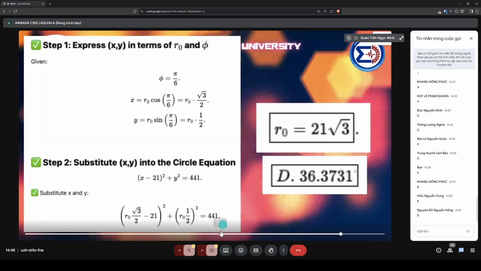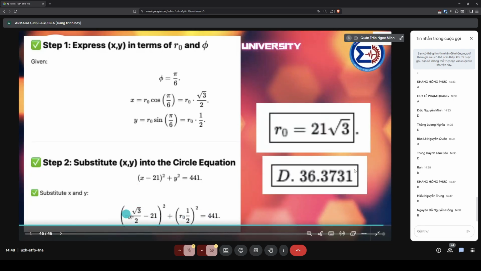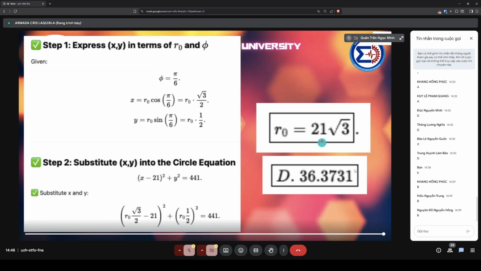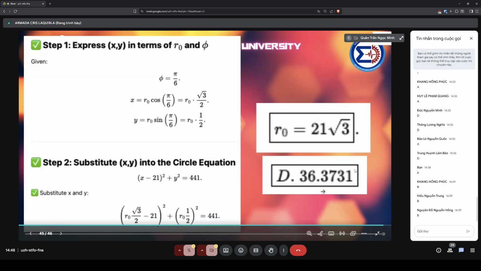Now, your calculator can solve this directly. Since there is no R sub O there, you can use x there. And then it will give you two values. The x is 0, and this one, 21 square root of 3, or in decimal, this is 36.3731. And that's it. It's here, letter D.